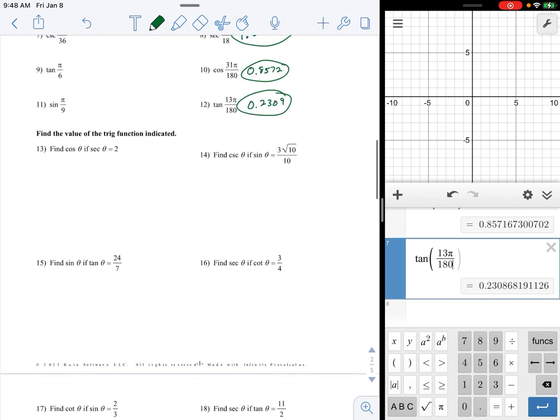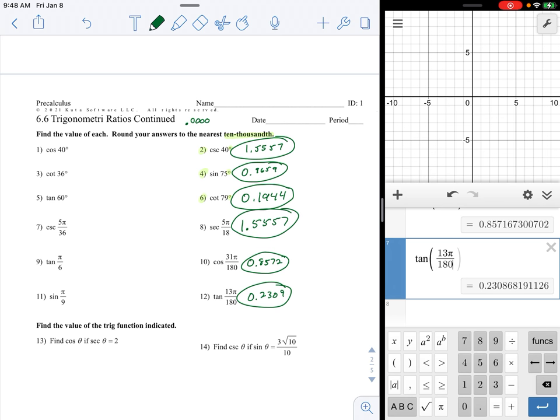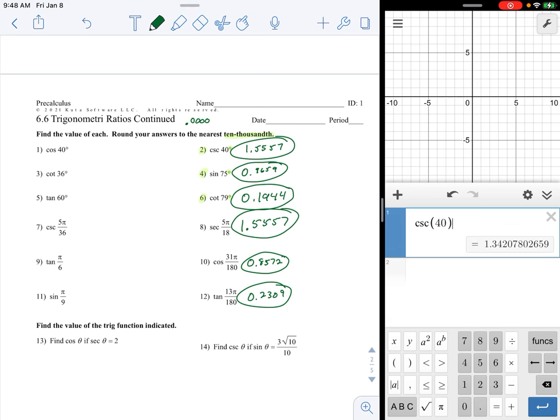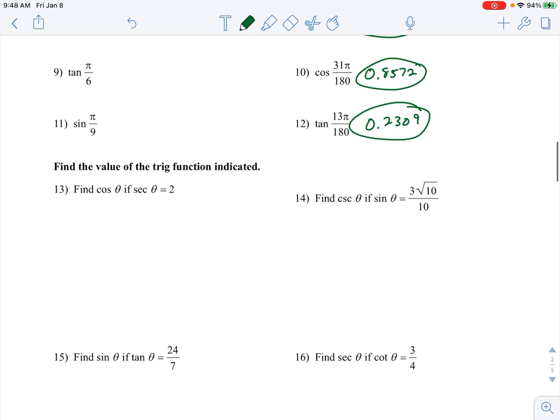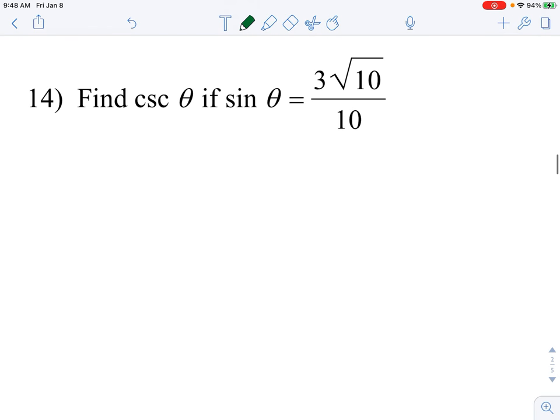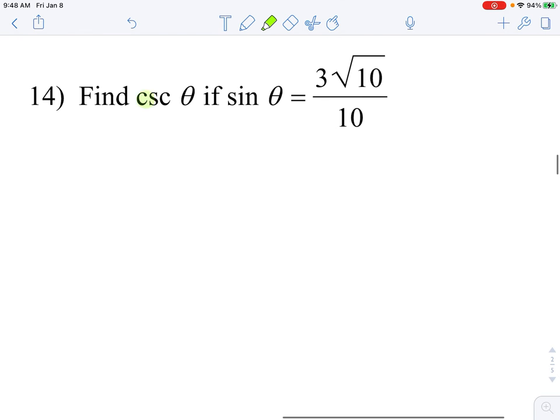So the first half of this worksheet, hopefully you're not going to find to be difficult at all. Should just work right out, no problem. Now for the bottom half, I'm not trying to say that this is going to be difficult, but it is going to be work. So find cosecant of theta if sine of theta equals 3 radical 10 over 10. So how do we do this?